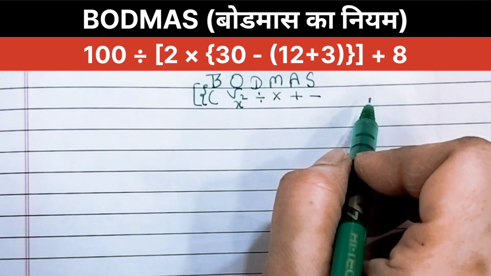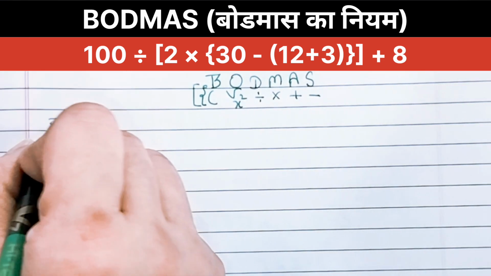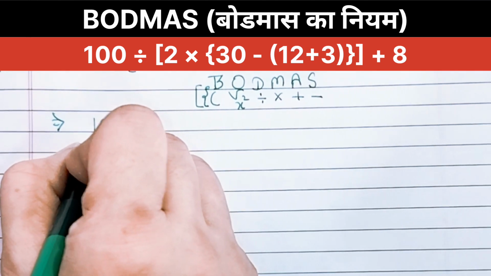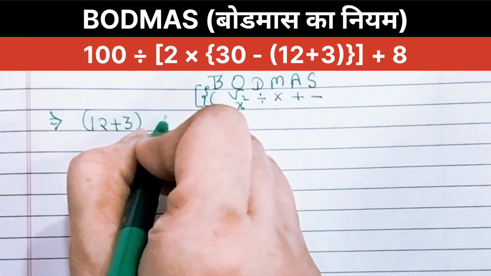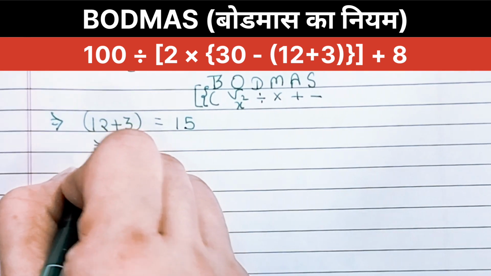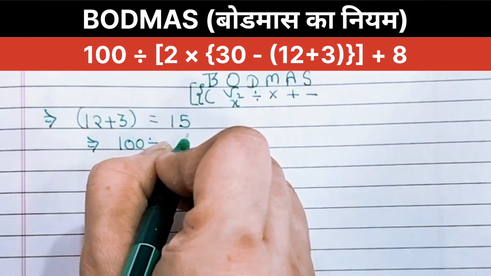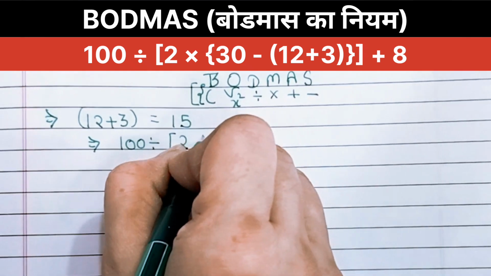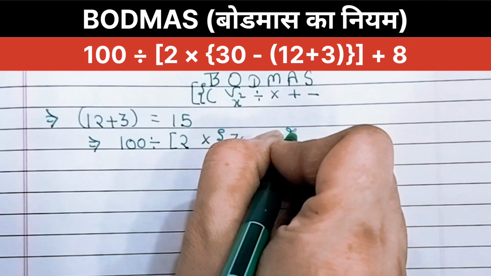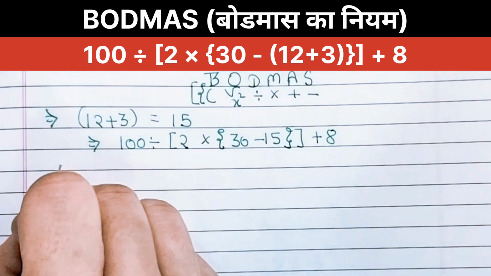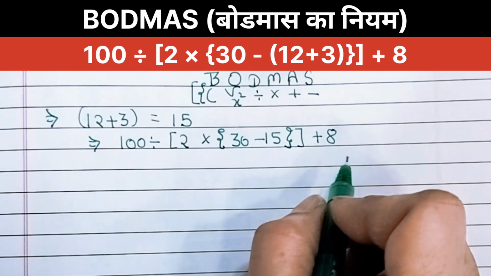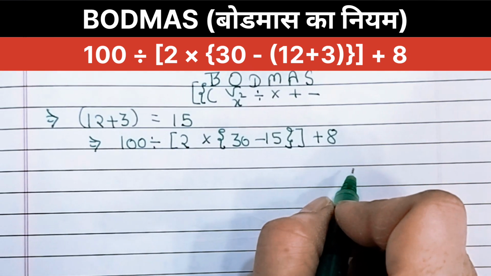Now according to the BODMAS sequence, we'll break down this expression with a step-by-step solution. Now first step, solve the inside round brackets. Now 12 plus 3, this is the innermost round brackets, parenthesis, equals 15, and now the current expression becomes 100 divided by [2 multiplied by {30 minus 15}] plus 8. According to this step 1, BODMAS says we must always start with the innermost grouping symbols first to simplify the core components of the problem.